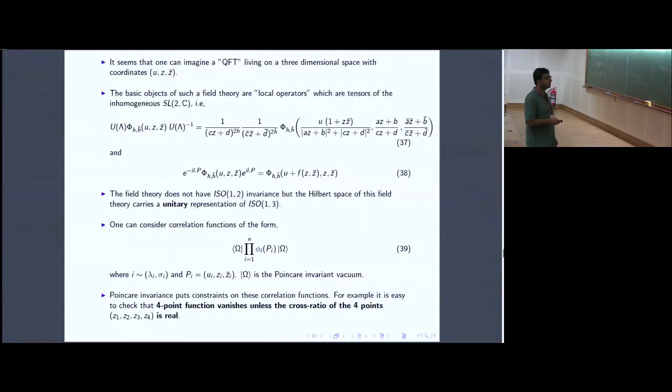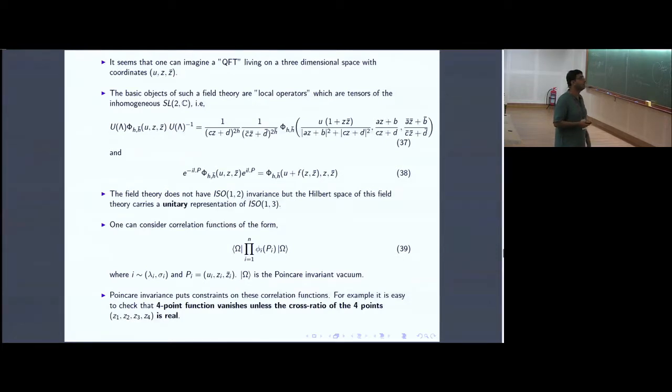So for example, it has been checked that if you study the 4-point function, then this particular translational constraint which you have on the fields implies that the 4-point function is actually 0 unless these 4 complex points, Z1, Z2, Z3, Z4, have a real cross ratio. So that is the constraint that Z equals Z bar, where Z is the cross ratio of these 4 points. That actually follows easily from this.